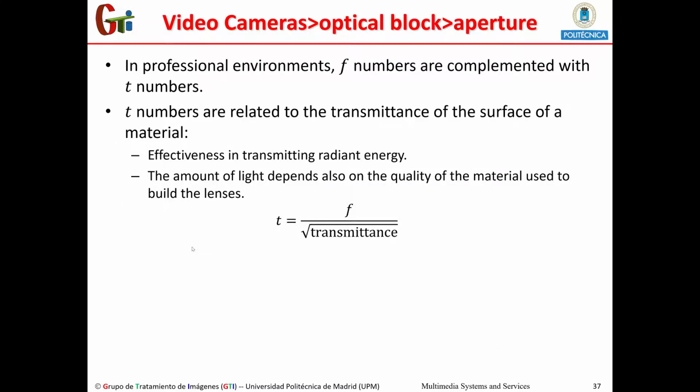In professional environments, like the one that we are considering for professional TV broadcasting, in addition to f numbers, the T numbers are used. T numbers are related to the transmittance, the capacity of radiance transmittance of the material. In this case, the purity of the crystal that composes the different lenses. And according to that, we can define mathematically the T number as the quotient between the F number and the square root of the transmittance.